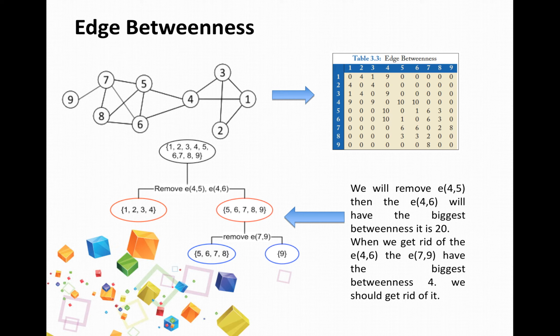Before I introduce the different algorithms to detect community, I want to introduce edge betweenness. Here are just 3 pictures. First we get some vertices and we get the initial edge betweenness matrix. And we will first remove E45, then the E46 will have the biggest betweenness, it is 20. Then we get rid of the E46, and then E79 has the biggest betweenness, 4, we also get rid of it. And gradually we just reach these final outcomes.